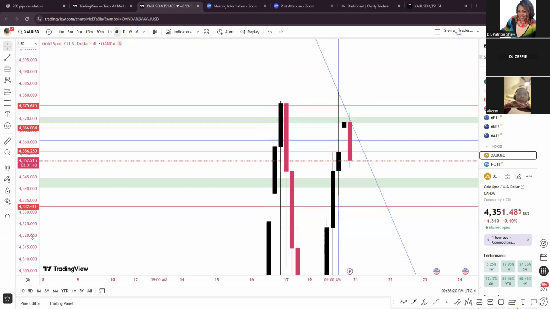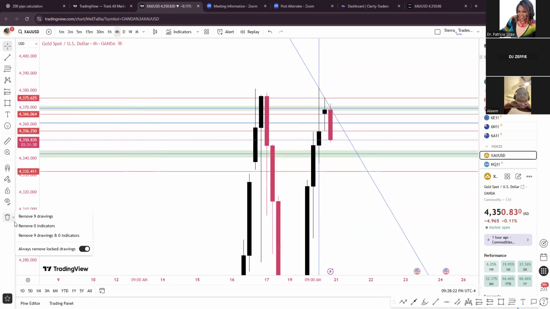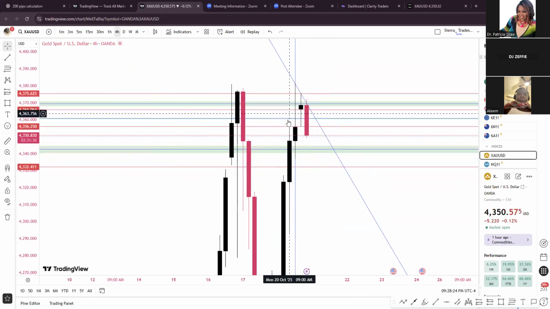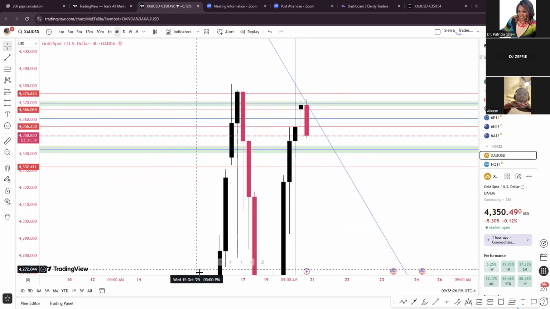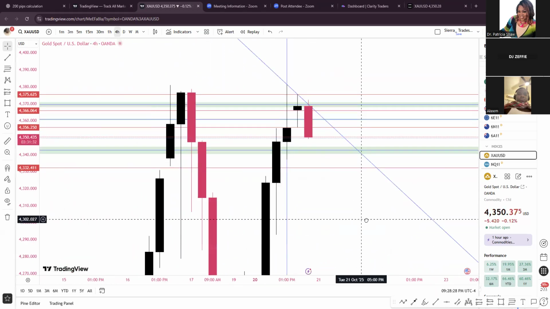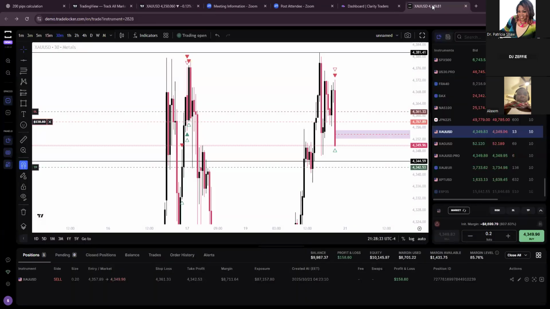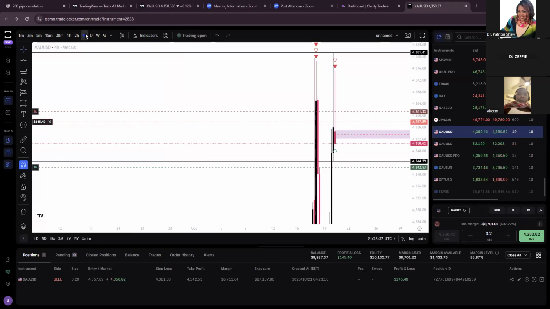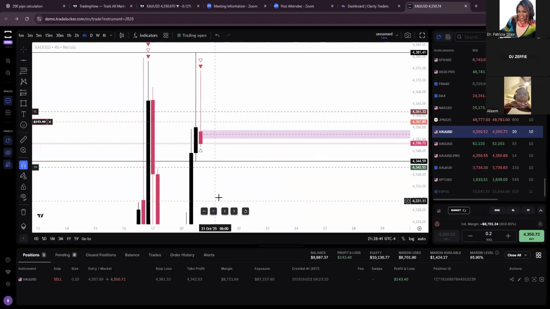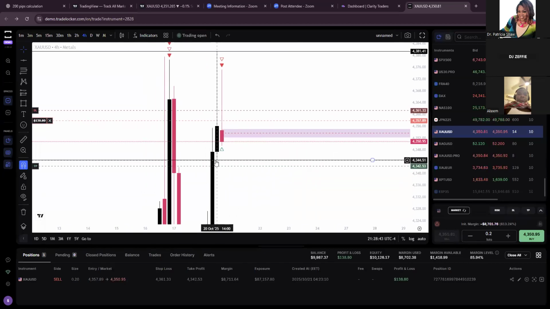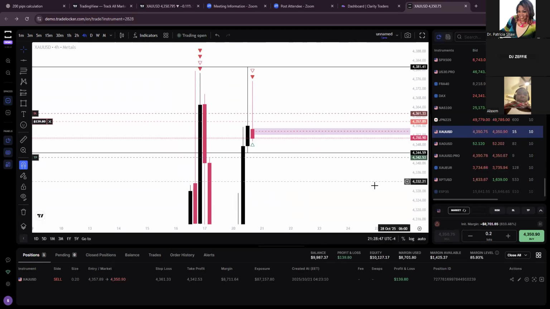Y'all see how things are different on different brokers? So this is our 4-hour candle on Oanda, and price has already run the low on Oanda. But with Trade Locker, we're still inside of our 4-hour candle. We haven't broken the low yet.